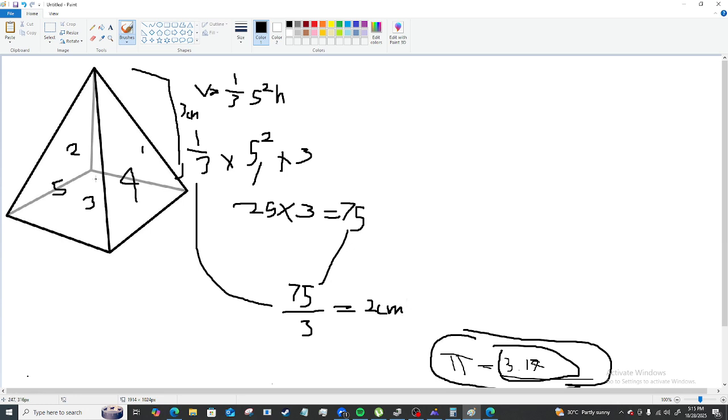Wait, what? Why is it 2 centimeters? Oopsies. Sorry, guys. Alright, let's go. 25 centimeters cube. This is our answer. Finish another one.